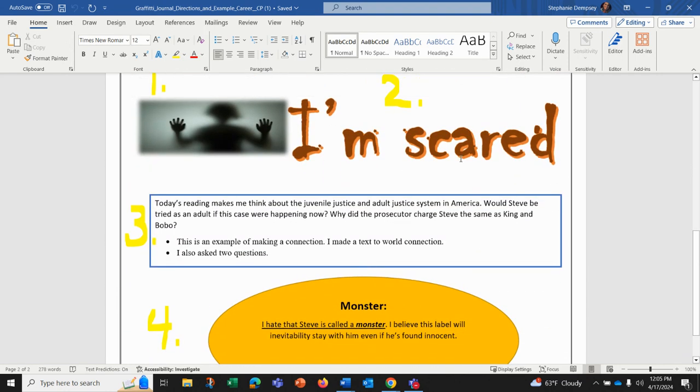So as you can see, this is like a graffiti wall. You don't need to put these numbers. I just wanted to highlight them to show you the four parts. So I have a picture, my words or phrases, my say something strategy, and then vocab and reflection of the sentence and word.